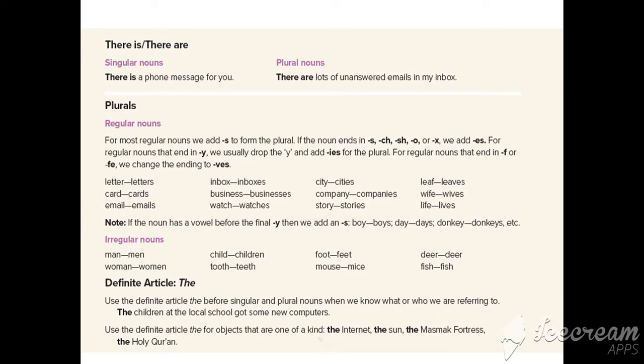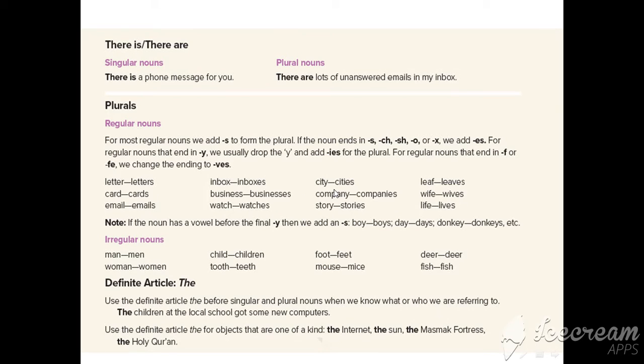Okay, now I will give you some examples. Like the first one, letter, letters, card, cards, email, emails. In these examples, we add only s to the noun, to the singular, to make it plural. But in some nouns, like inbox, business, watch, it ends with x, es, ch, so we'll add es to the noun in plural, right?